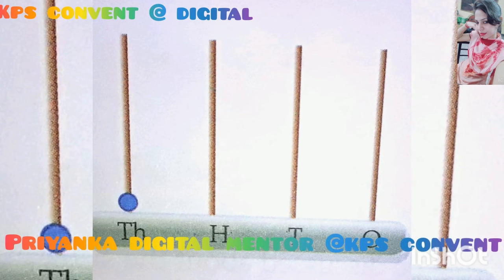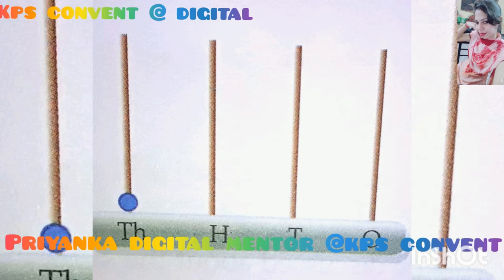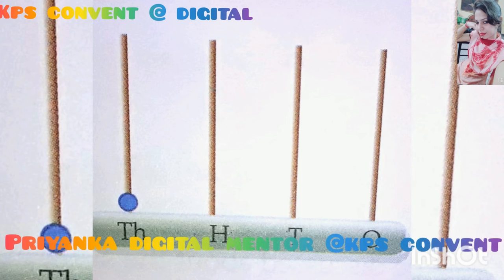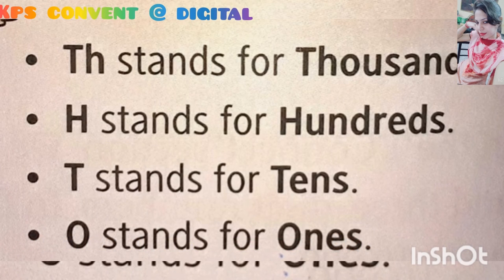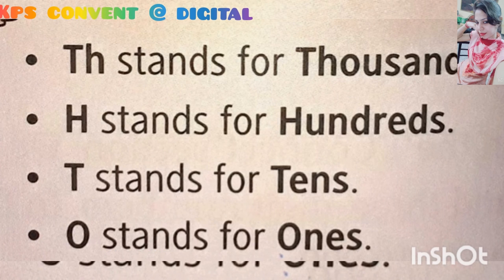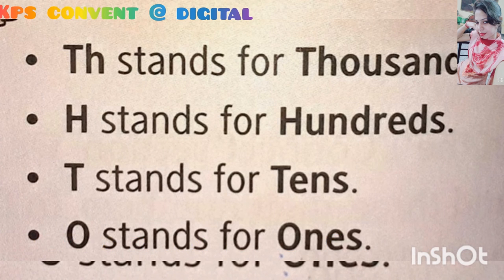Our first column is ones. Our second column is tens, third column is 100, and our fourth column is 1000. You all students are confused about what O, T, H, T, L are. Okay, I will tell you. O stands for ones, T stands for tens, H stands for 100, T stands for 1000.